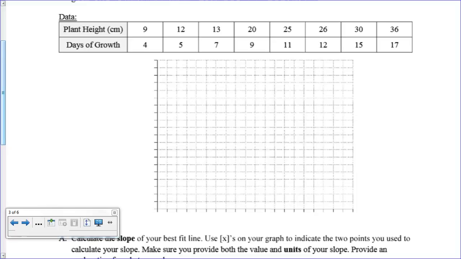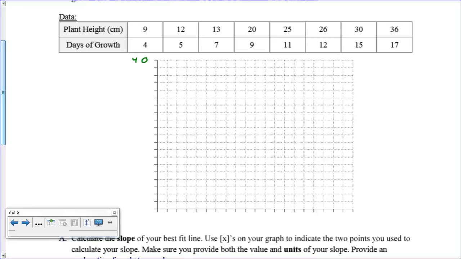Starting here with plant height on the vertical axis. It goes up to 36. Now 36, you could scale it up to 36, but I think there's a nicer number nearby that would work better, which is 40. So I would suggest you scale this so the top of the graph gets to 40 here. That's pretty close to 36, and it's nice even numbers.